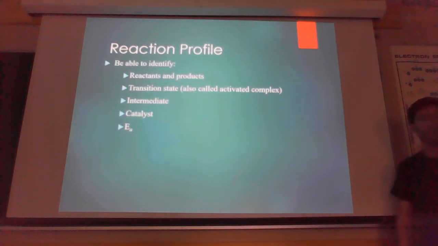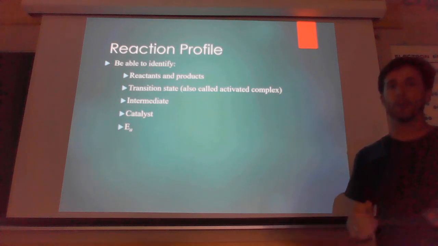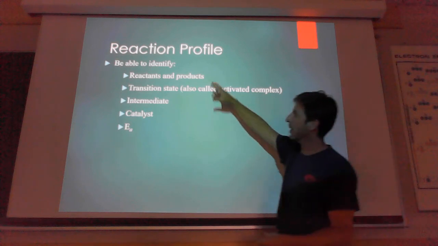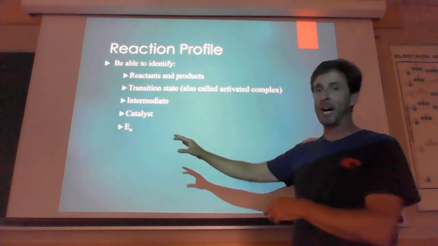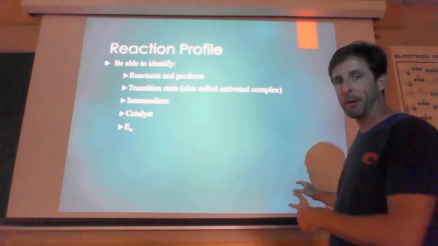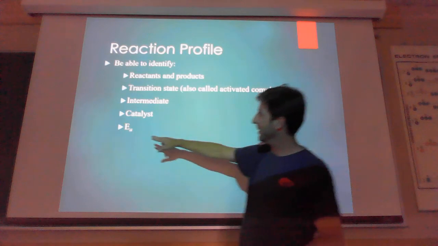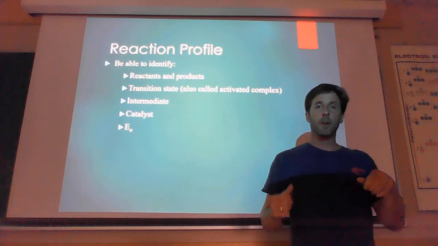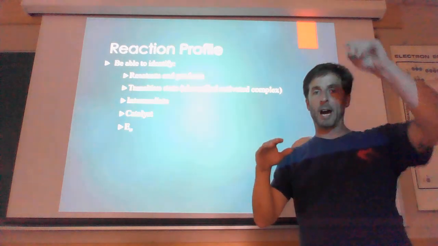All right, now, things that we need to be able to label. If we draw a reaction energy diagram or a reaction profile, we should be able to label all of these parts. On the left side we have the reactants, on the right side we have the products. When we go up to the top, we're going to have the activation energy, which is E sub A.